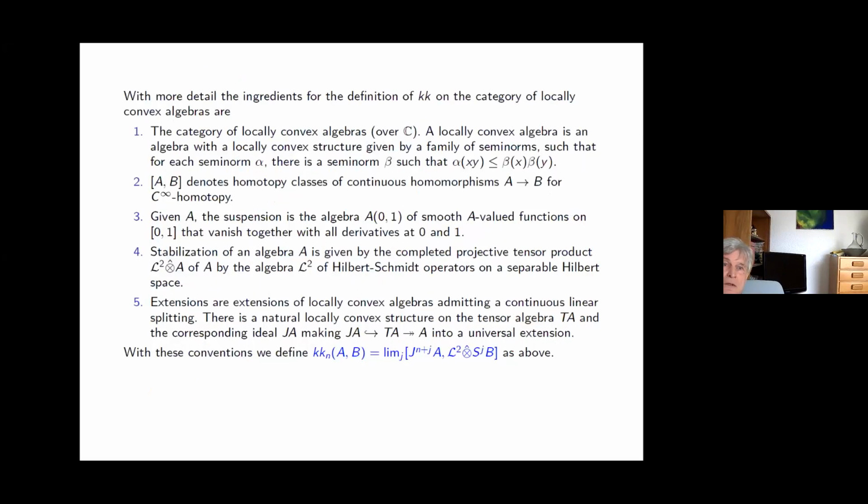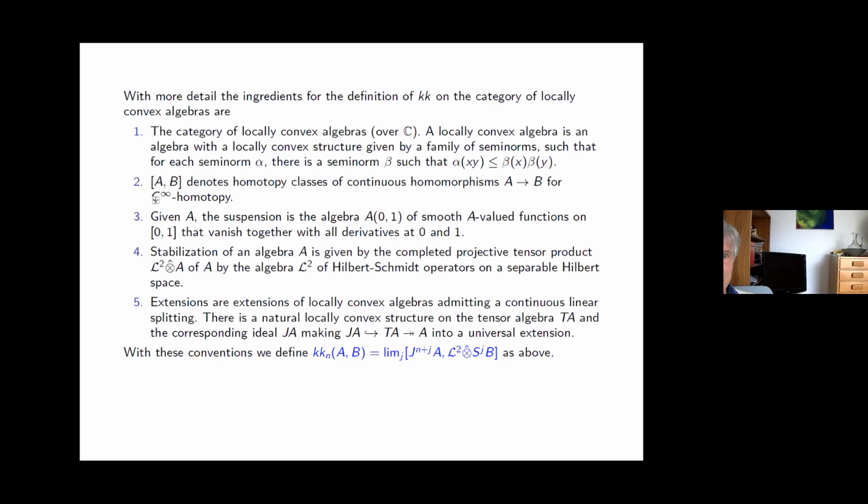And in fact, the construction will be exactly what I just described, namely, again, another application of this general formula. And so let's just go through the ingredients of the theory of the category again in a little bit more detail. So we look at the category of locally convex algebras over the complex numbers. And so we look at general locally convex algebras where the semi-norms are not necessarily submultiplicative, but the condition is that the multiplication should be continuous. So that means that for every semi-norm alpha defining the topology, there should be another semi-norm beta such that alpha of xy is dominated by beta of x times beta of y. So that means that the multiplication is continuous.